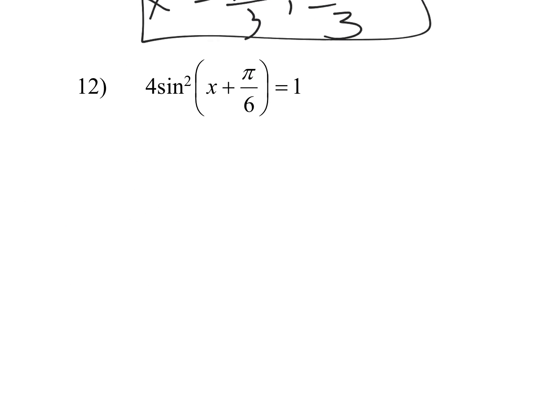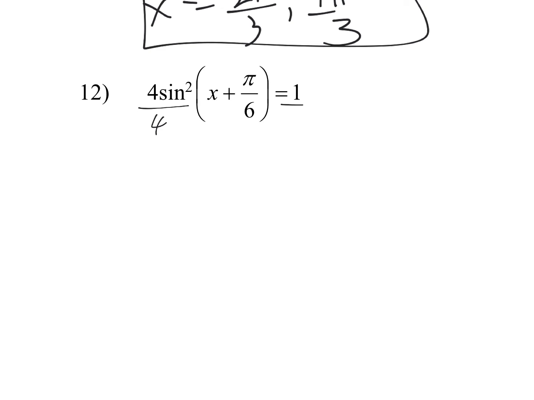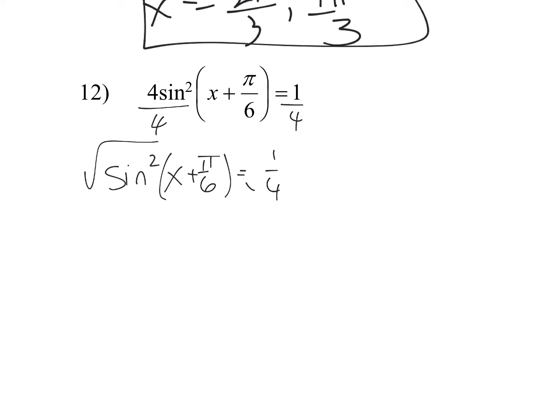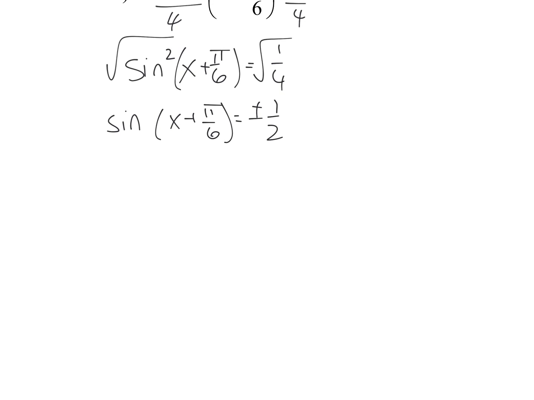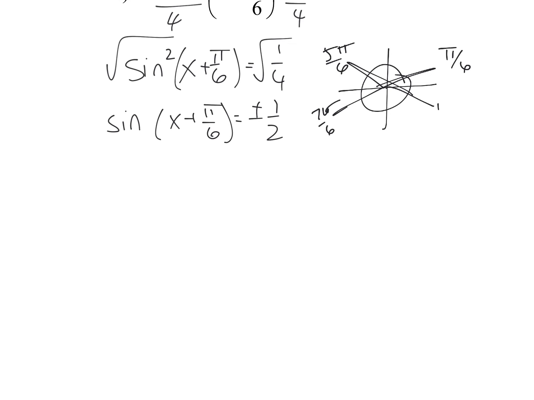On to number 12. So here I can divide everything by 4. Sine squared of x plus pi over 6 equals 1/4. Take the square root. And so I get this solution. Sine of x plus pi over 6 equals plus or minus 1/2. Now, we just talked about what angles equal negative 1/2, so that's 7 and 11 pi over 6. But since I also have the positive versions, I get the pi over 6, the 5 pi over 6, the 7 pi over 6, and the 11 pi over 6. And so I get that x plus pi over 6 equals all 4 of those solutions.